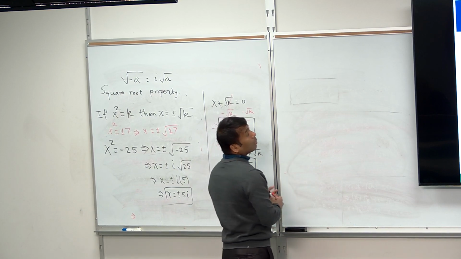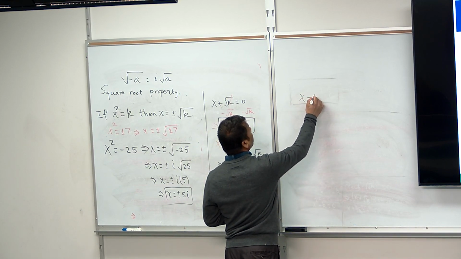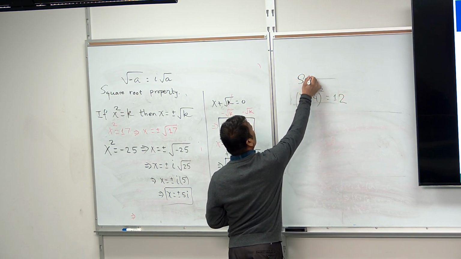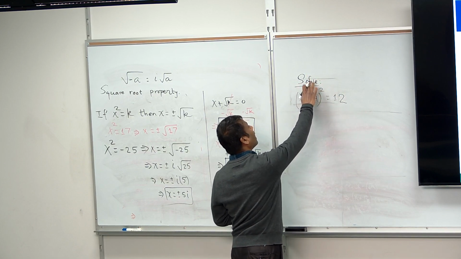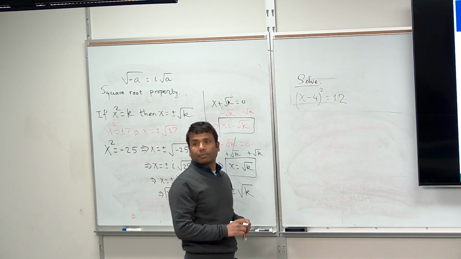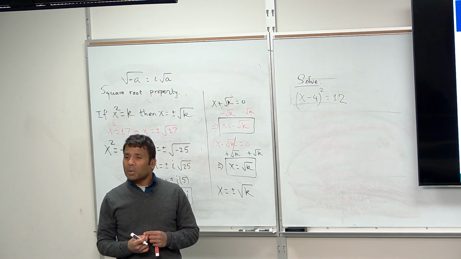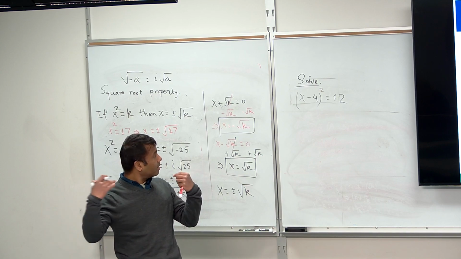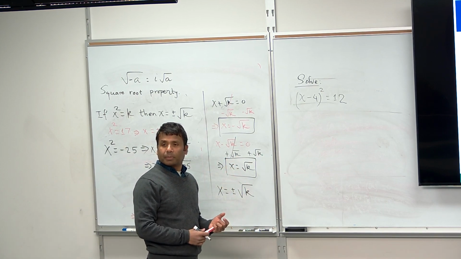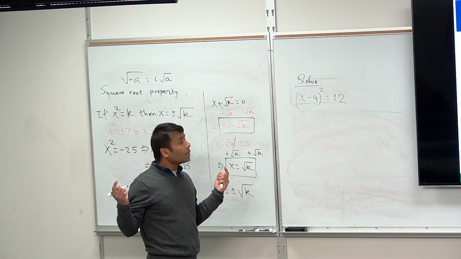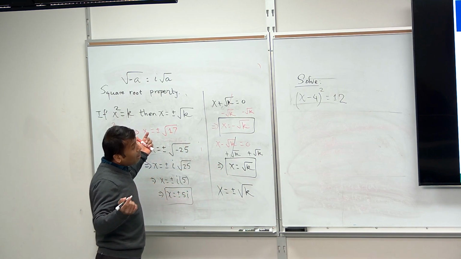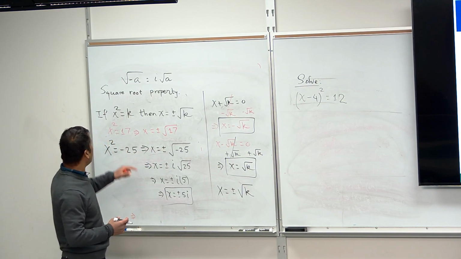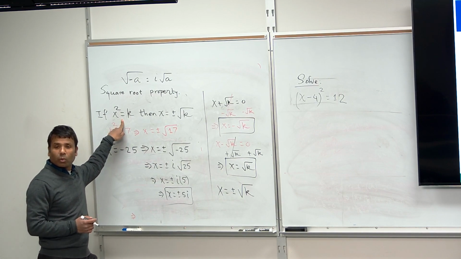So we have (x - 4)² = 12, and we have to solve this equation. So now, how do you do this? I mean, if you subtract 12, that's one way. But the easiest way is you apply the square root property. What do you know here?